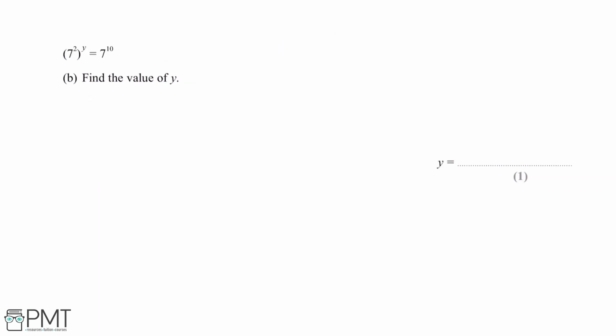7 squared to the power of y equals 7 to the power of 10. Find the value of y. So for this question we need to know the algebraic principle that a to the power of x, to the power of y, is equal to a to the power of x multiplied by y. So again we can apply this rule to this question. So if this is the case, then this means that 7 squared to the power of y will be equal to 7 to the power of 2y.